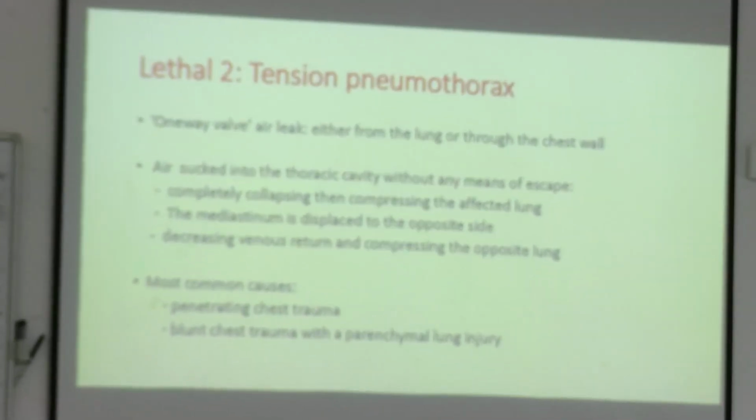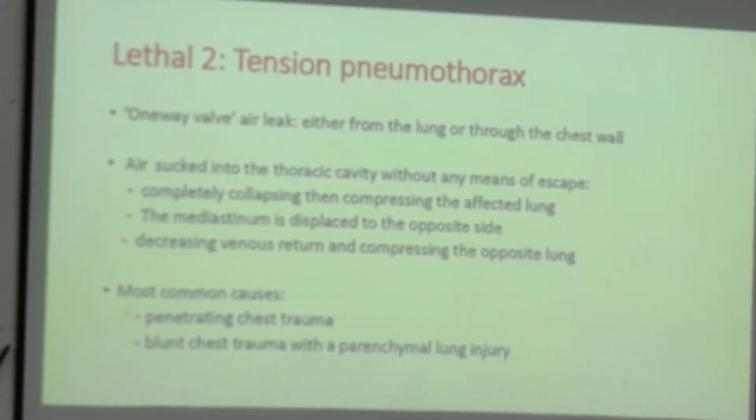টেনশনে কী হবে? ইটস আ ওয়ান-ওয়ে ভালভ। That means with each inspiration, the air will go in, it will get entrapped there, it cannot come out. Okay, so eventually more air, and ultimately lung collapse and mediastinal shifting. Then it becomes a tension pneumothorax. Okay, so the lungs can be completely collapsed. Mediastinum is displaced to the opposite side. Okay, and there will be decreasing venous return.